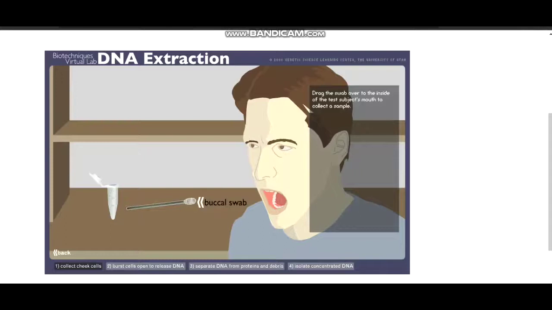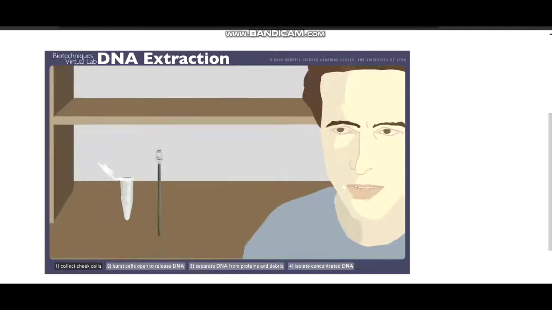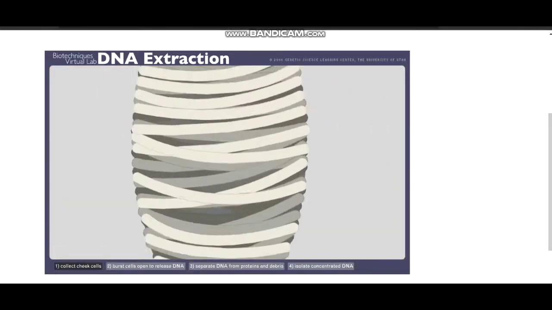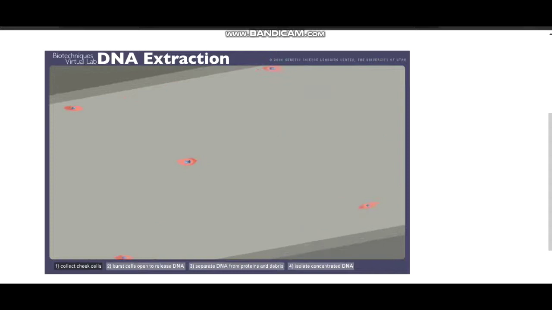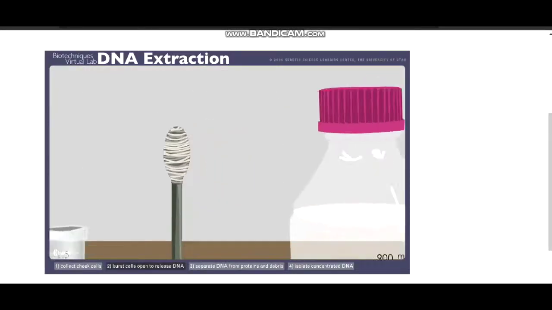Drag the swab over the inside of the test subject's mouth to collect a sample. Next, place the swab into an Eppendorf tube. Look closely at the swab. Note there are hundreds of cheek cells. Inside the cheek cell is the nucleus, and inside the nucleus is DNA.